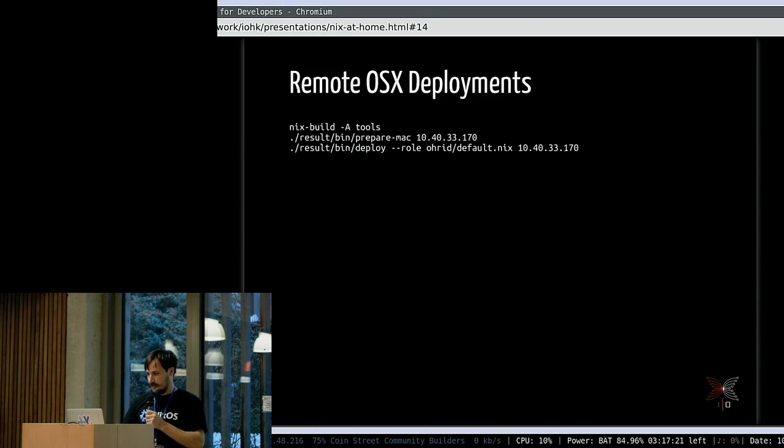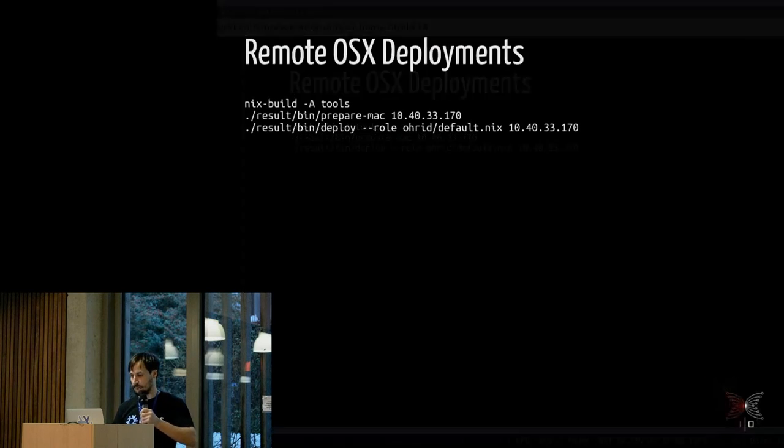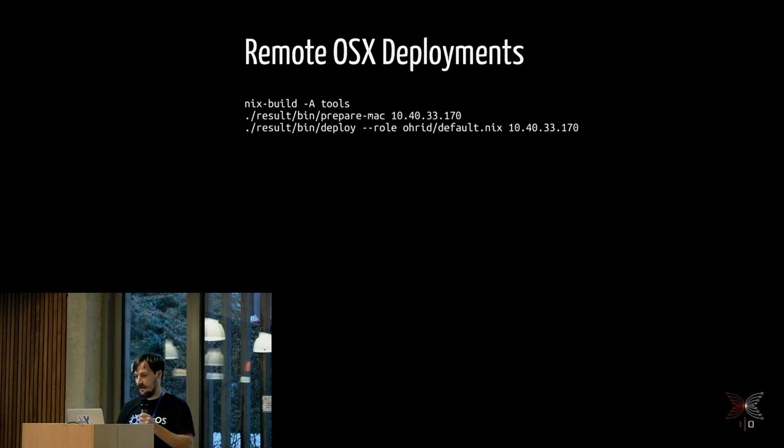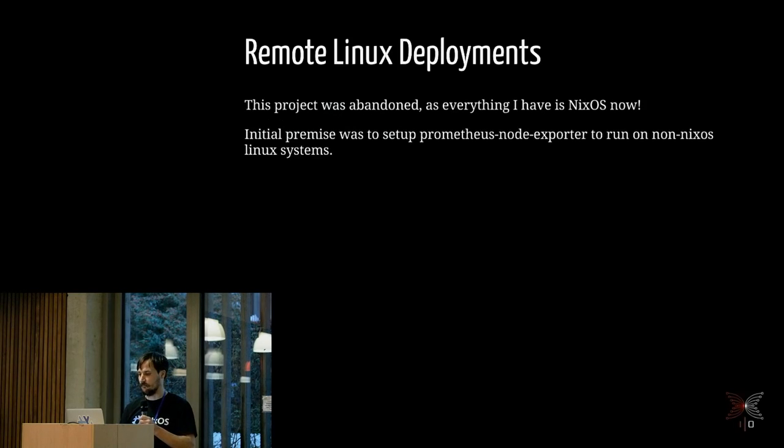And for deployments, you just do nix build -A tools, and then you can run result/bin/prepare-mac, and then the IP address of it, and then result/bin/deploy role, and the role is just a nix file that's like a configuration.nix file that you'd have on your Darwin system. And then you can use the same modules you're using for NixOS as long as you write them in a way that they work on both Darwin and Linux.